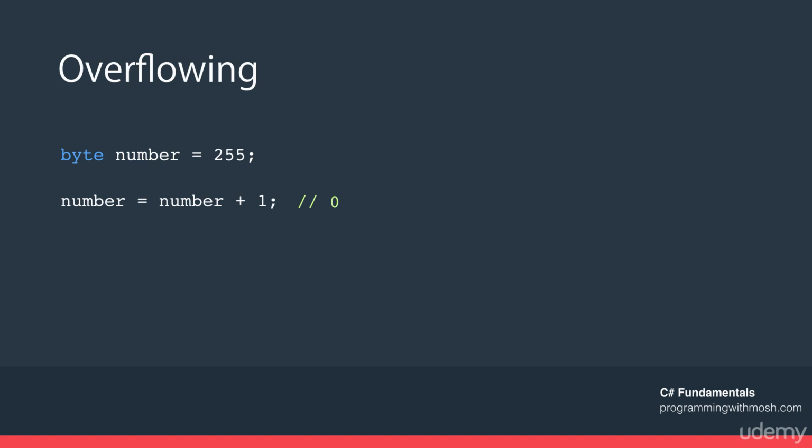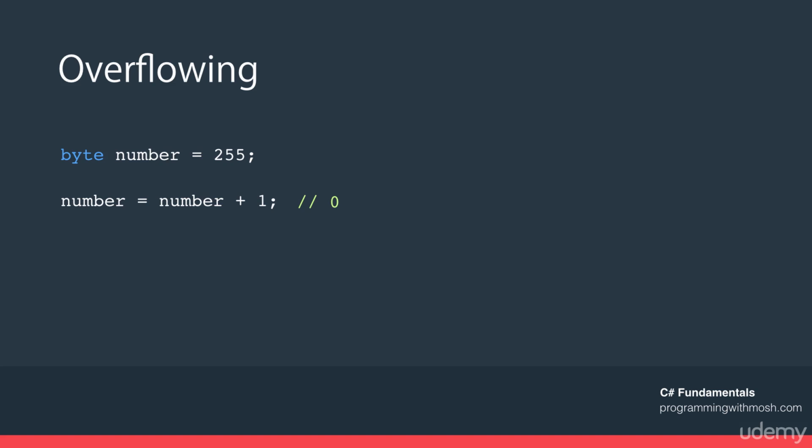And this is what we call overflowing. So we have exceeded the boundary of the byte data type. In C#, by default, we don't have overflow checking, which means we can modify the value of a variable at runtime, and if we go beyond the boundary of its underlying data type, we'll get overflow.